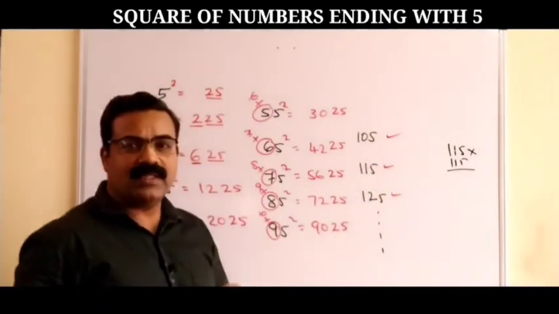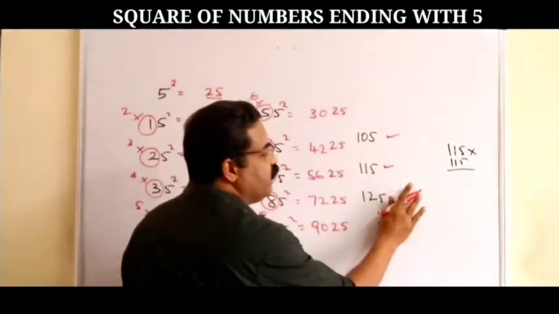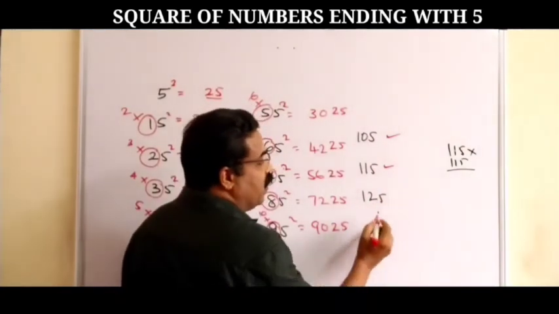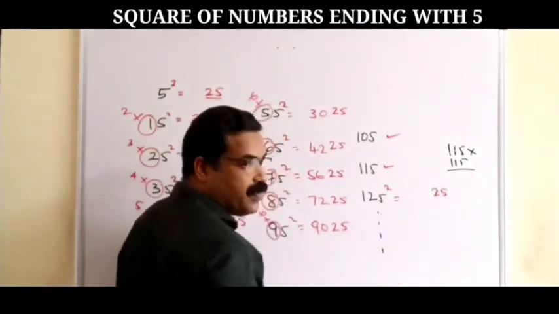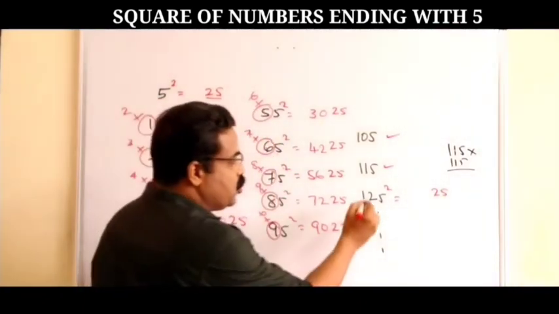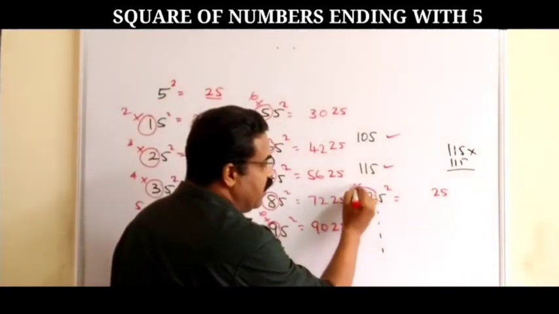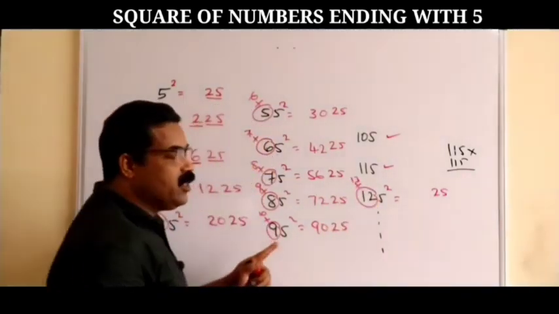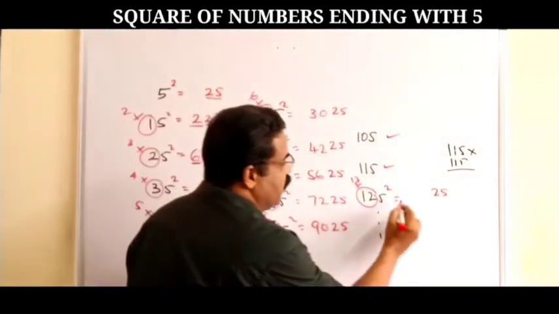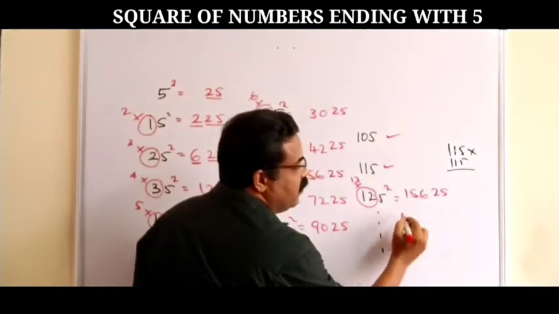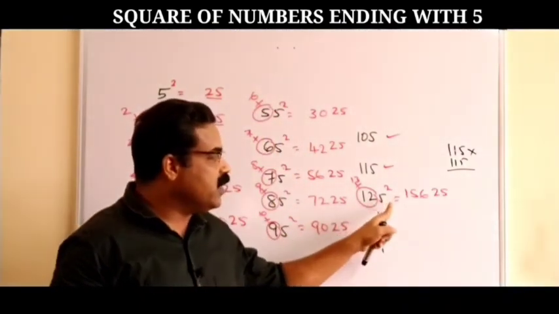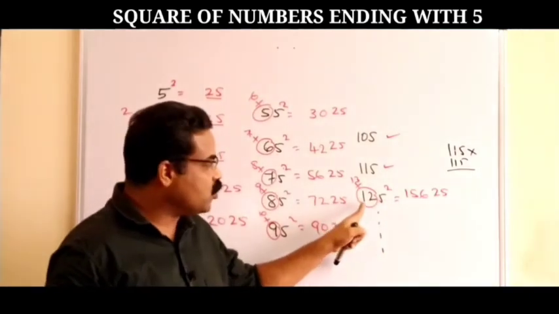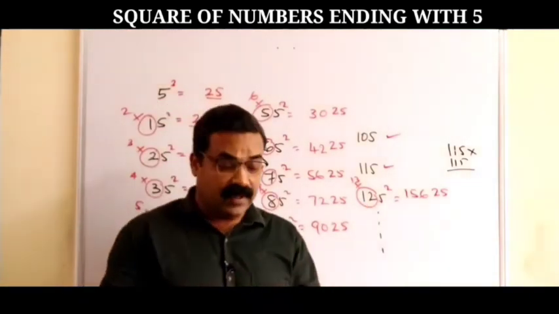For example, I want to ask you what is the square of 125. So 5 square is 25. Then 12 multiplied by the next number 13. What is 12 multiplied by 13? 156. So 15625 is the answer when 125 is multiplied by 125 itself. That is the square of 125. So this method is very easy.